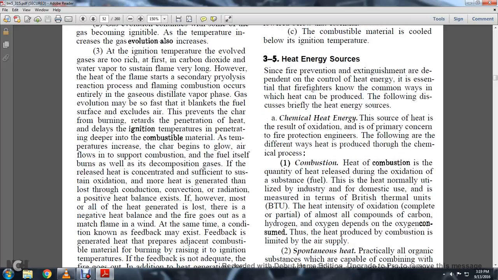3.5. Heat energy sources. Since fire prevention and extinguishment depend on the control of heat energy, it is essential for firefighters to know the common ways in which heat can be produced. The following discusses briefly the heat energy sources. A. Chemical heat energy. The source of heat resulting from oxidation is of primary concern to fire protection engineers. The following are the different ways heat is produced through chemical processes.